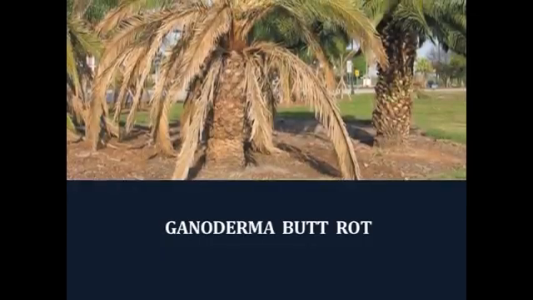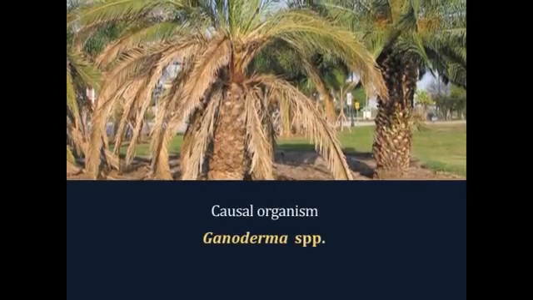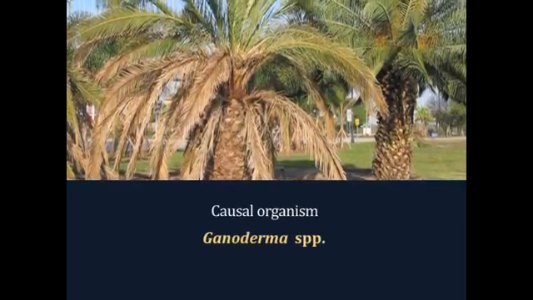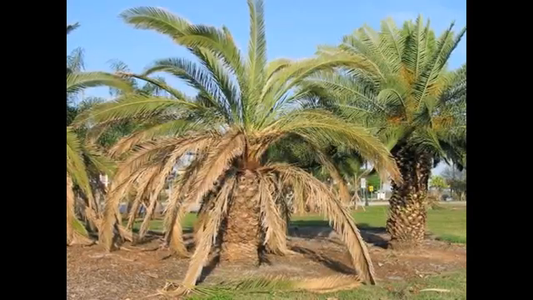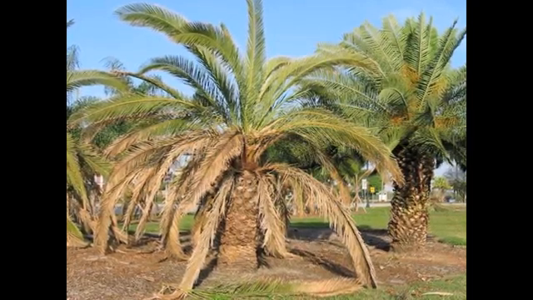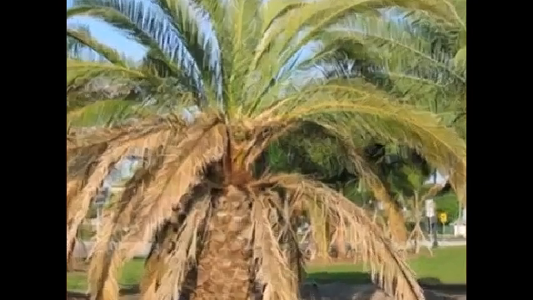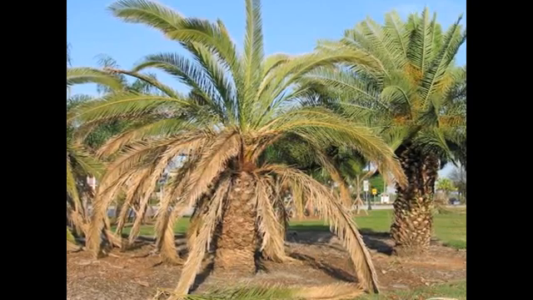Next is the Ganoderma bud rot. The causal organism is Ganoderma species. Now let's see the symptoms of the disease. Reduced growth of palm, pale green foliage, older fronds turning chlorotic and necrotic, drooping fronds on mature oil palm, spear leaves do not open. Seedlings may exhibit a one-sided chlorosis or necrosis of lower fronds.